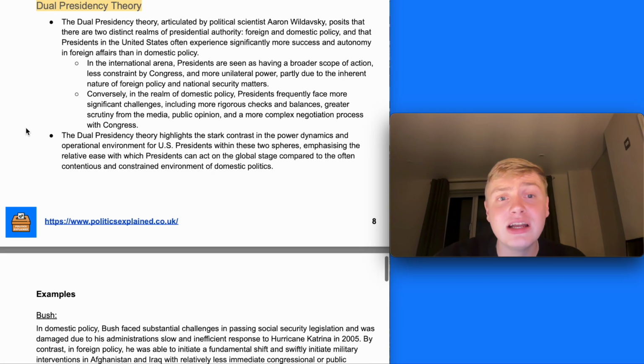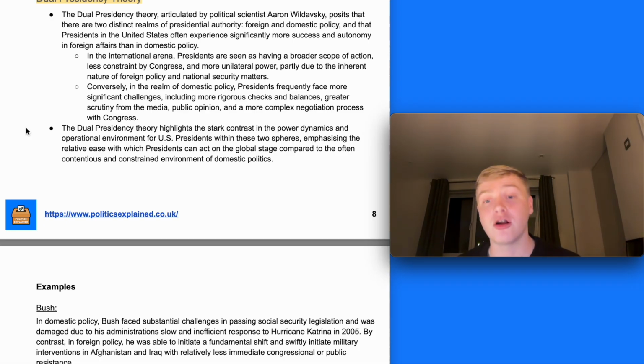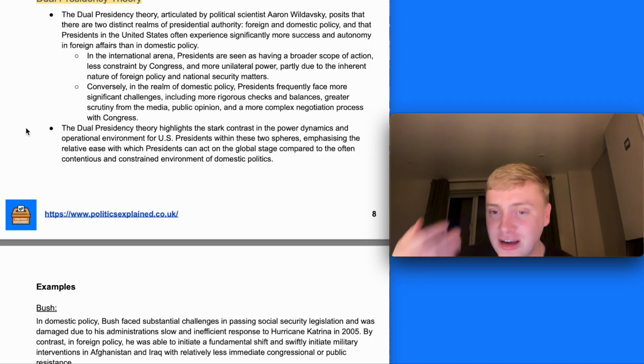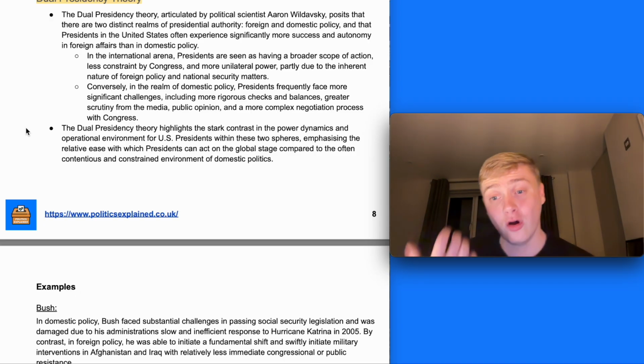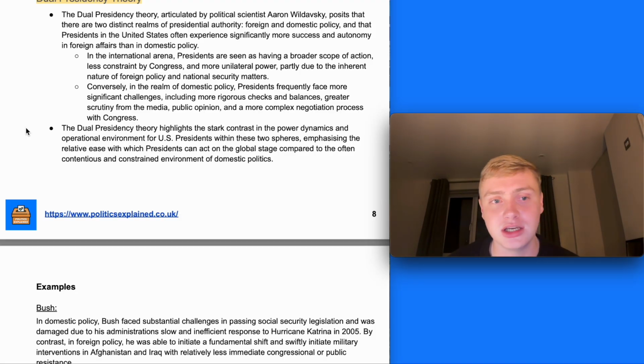In the international arena, they're seen as having a broader scope of action, less constrained by Congress and with more unilateral power, partly due to the inherent nature of foreign policy, which requires quick action and which their power as commander-in-chief allows them to really control. Whereas in domestic policy, presidents frequently face more significant challenges, including rigorous checks and balances, greater scrutiny from the media, public opinion, and a more complex negotiation process with different parties in Congress, because they ultimately require Congress to pass all legislation to get anything done in domestic affairs.